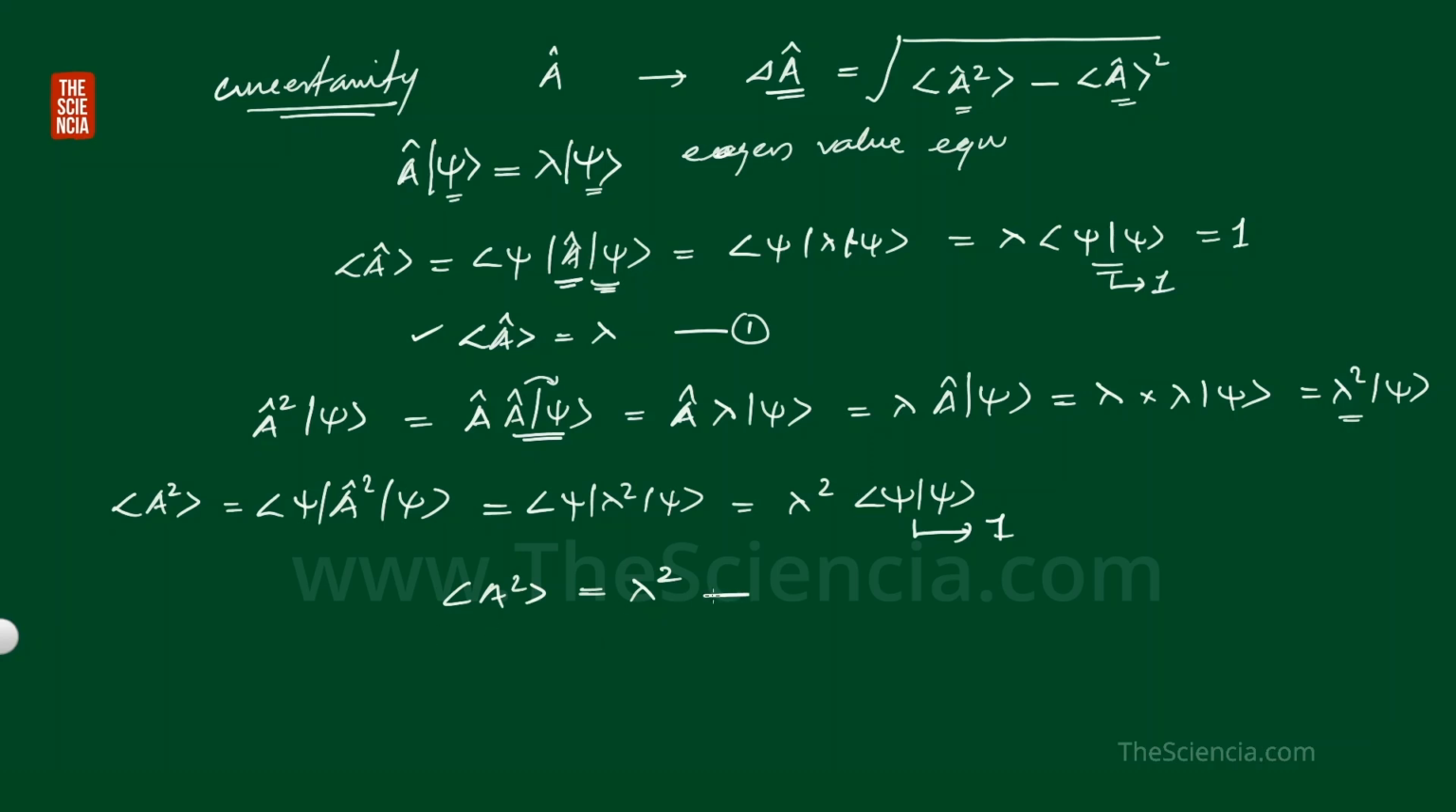Now we can put these two values in this equation. So we get delta A, that is, the uncertainty in the measurement of operator A, equal to the root of the expectation value of A square, that is lambda square, minus the square of the expectation value of A, that is again lambda square, which is equal to 0. That means if it is an eigenvalue equation, that is, when an operator operates on a state and gives the measured value and the same state, then the uncertainty in the measurement is 0.